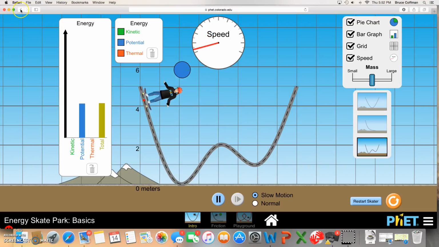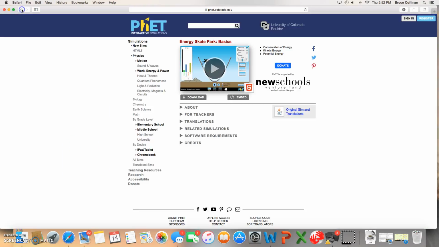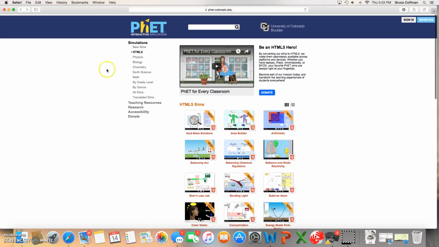Whenever I do these simulations, I make sure that the kids play with it for a while. I want them to mess around, throw things. Let's make her bigger. Let's make her smaller. Let them get used to the program before I throw in the assignment. And I'll show you some tools here just for the assignments. I'm going to go to one of my favorite ones.